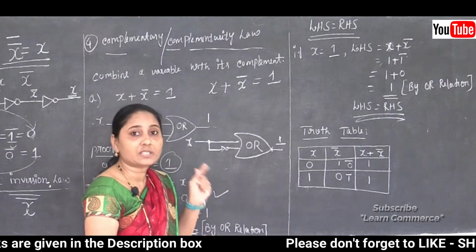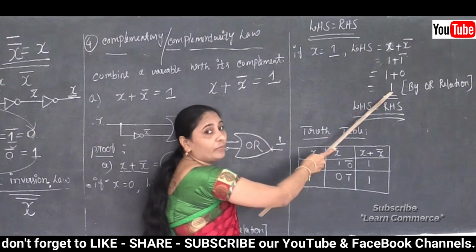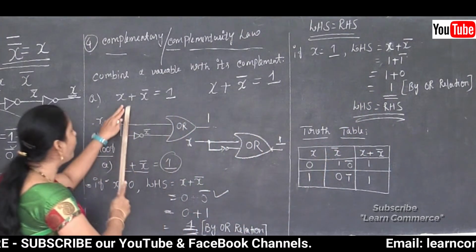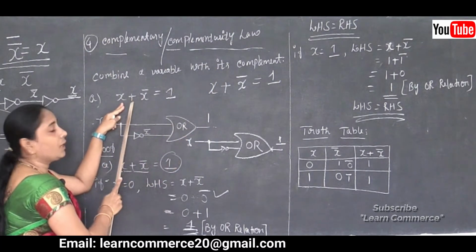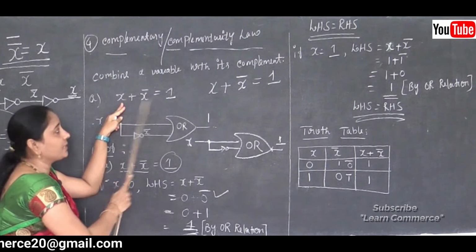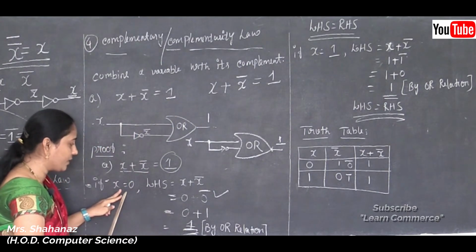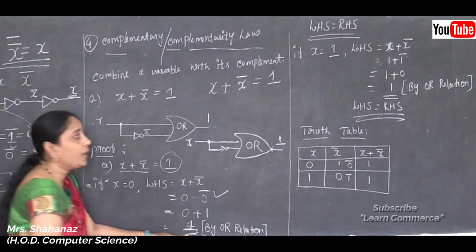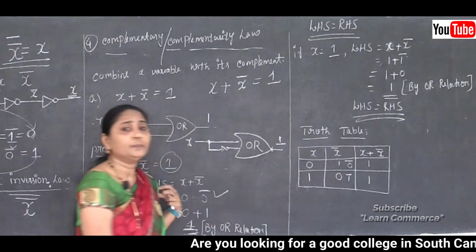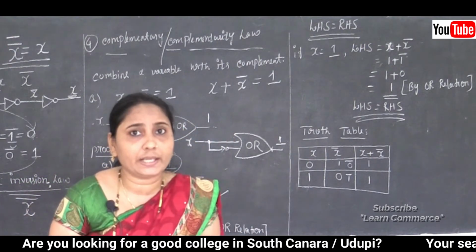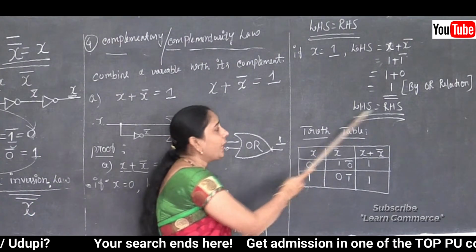And such a relation we created by using our OR relation. So what's the value we'll get? The value is 1. We know that when you are going to prove the complementarity law, combine a variable with its complement, the law is x plus complement of x is equal to 1. So left hand side, right hand side, when you use x equal to 0, the answer will be 1. And also when you use x equal to 1, the answer is 1 only. And such a relation is created by using our OR relation. So finally left hand side is equal to the right hand side.